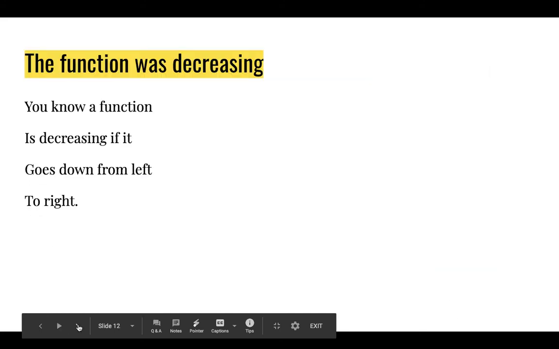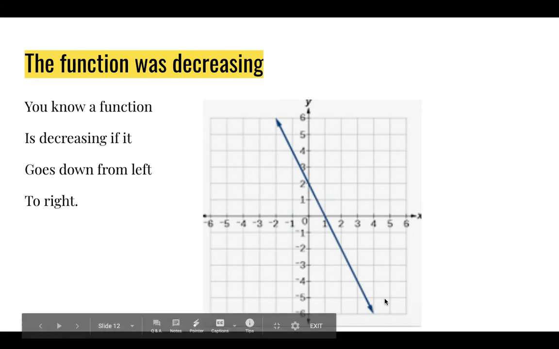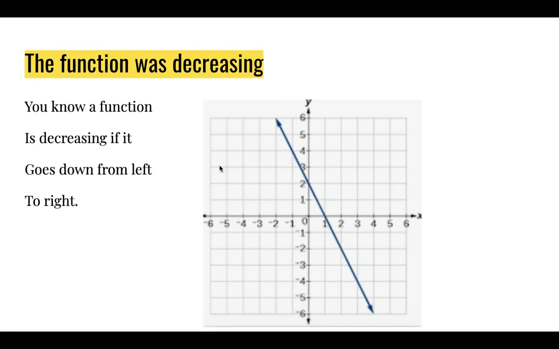Okay, this is a poll that the live class is doing. The answer to the poll is the function is decreasing. A function is decreasing if it's going down from left to right, like we read. We read from left to right. If it's going down from left to right, it's decreasing.